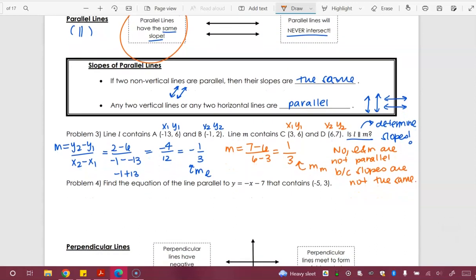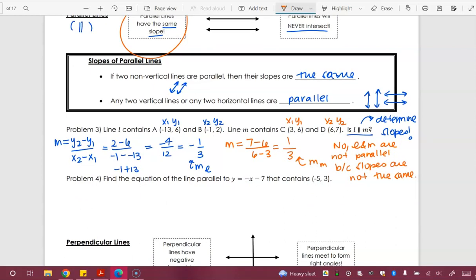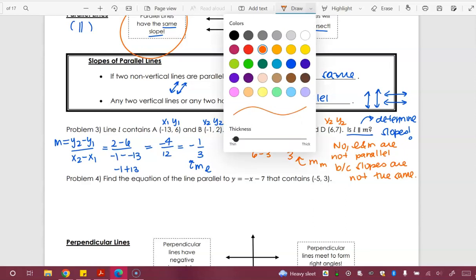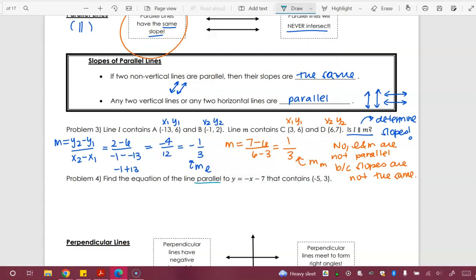Next, we need to be able to find the equation of the line parallel to this line that contains this point. If we're writing an equation of a line that's parallel, that means the slopes are going to be the same. So what is the slope of this line? It's -1, and it passes through this point. We have to realize what we're given: a slope and a point.